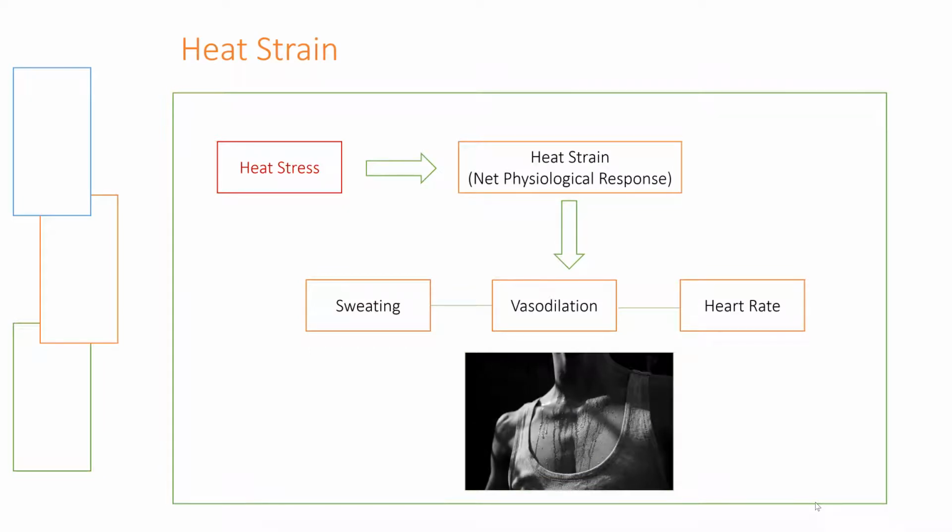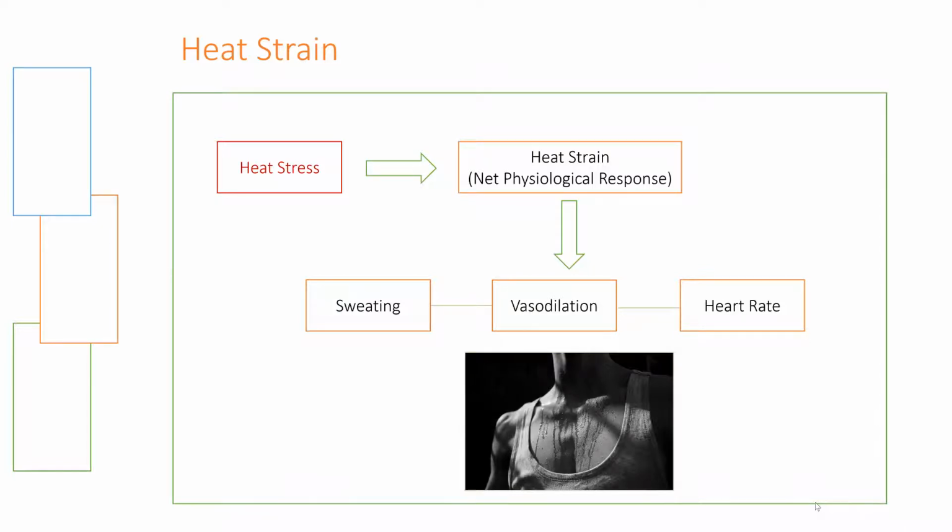Heat stress can lead to heat strain. Heat strain is a net physiological response to heat stress. So heat stress is the amount of heat the body is being subjected to, and heat strain is how the body responds to this amount of heat that it is being subjected to. The body responds to heat stress because it's important that the body maintains a very stable internal environment. We call that principle homeostasis.